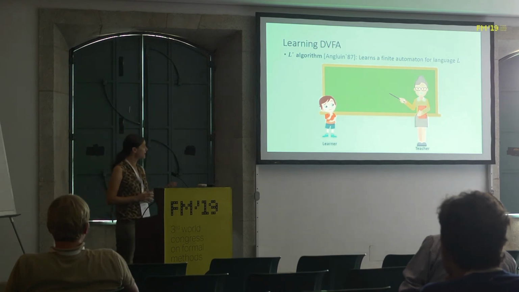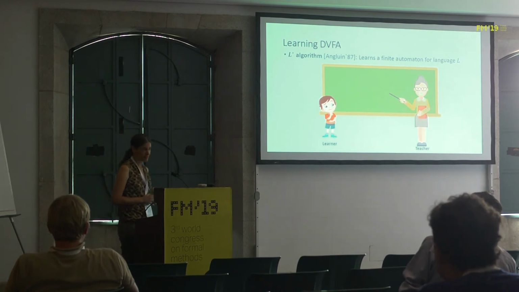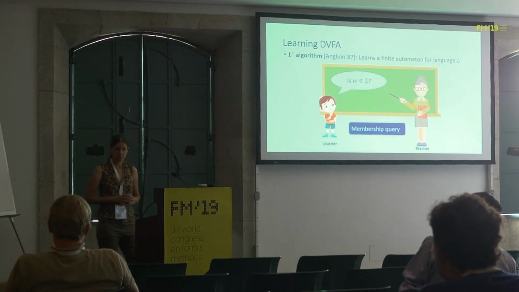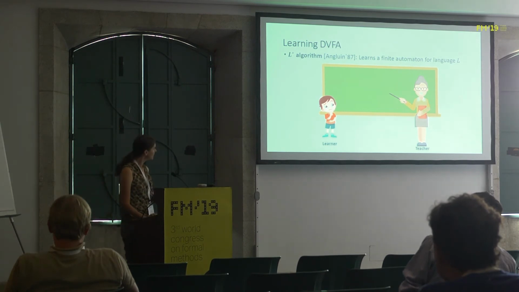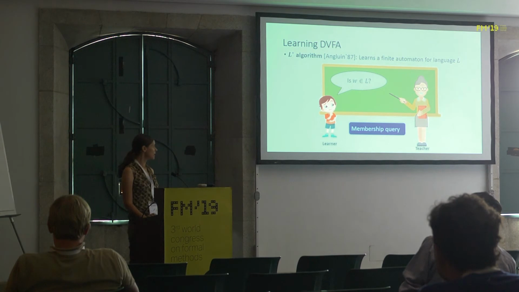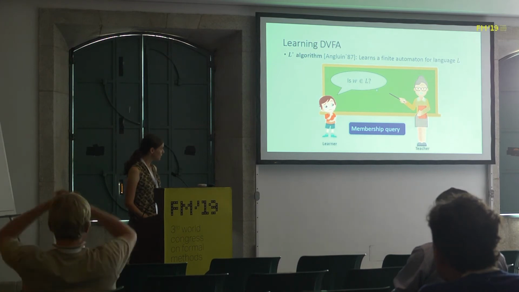So basically, the goal is to learn an automaton. We have two entities in the algorithm. We have a learner who wants to learn a deterministic variable automaton, in our case. And we have a teacher who can answer several types of questions. So the first type of question are membership queries. The learner can ask the teacher whether a given word is in the language or not, and the teacher will answer yes or no.